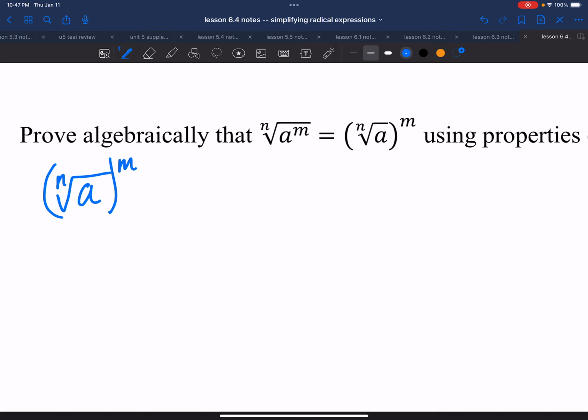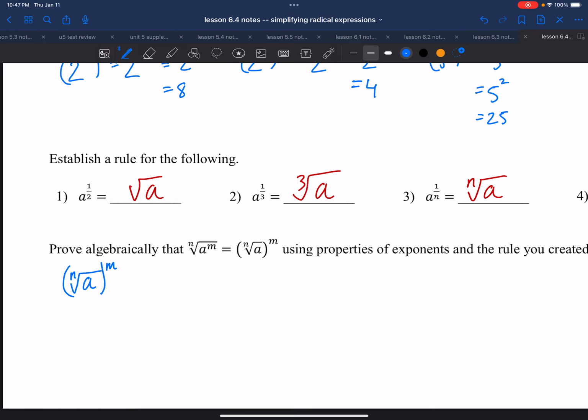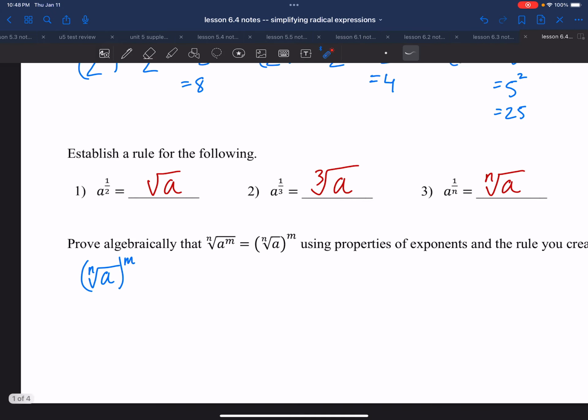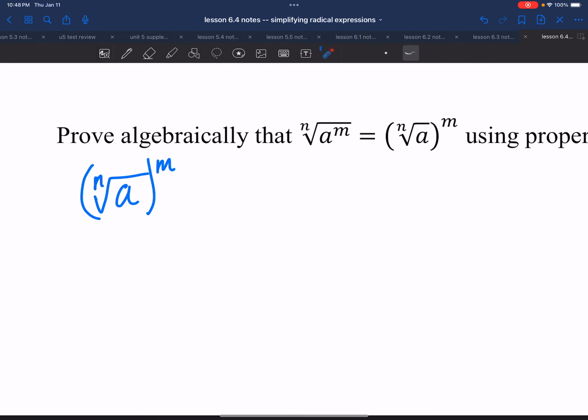Now, the thing is I can use a few rules here. I could either use the rule I created, this one here. I could also use this rule as well. It doesn't really matter. I suppose I'll use this one since I already proved it. Or, well, I guess I didn't prove anything, did I? I just kind of made it up based off the examples I did. So it looks like the nth root of a to the m, I can write as a fractional exponent, a to the m over n.